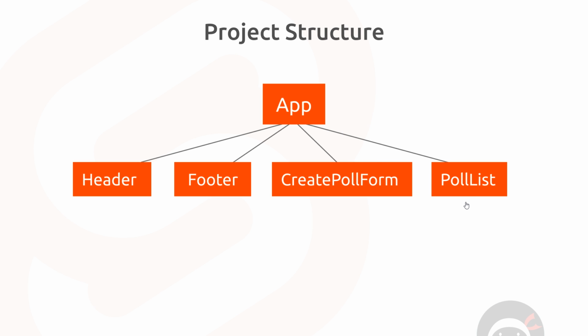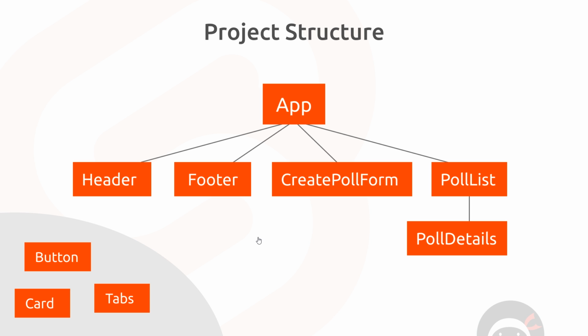Now finally, we are going to have a component called poll details, which is going to sit inside the poll list, and that is going to be the template of a single poll. So the job of this component will be to cycle through the polls, and then the job of this component will be to output a certain template for a single poll when we pass in the poll data. We are also going to have a few UI components as well, which can be injected into any other components that we need. We're going to have a button, a card, and also a tab system for the navigation at the top.